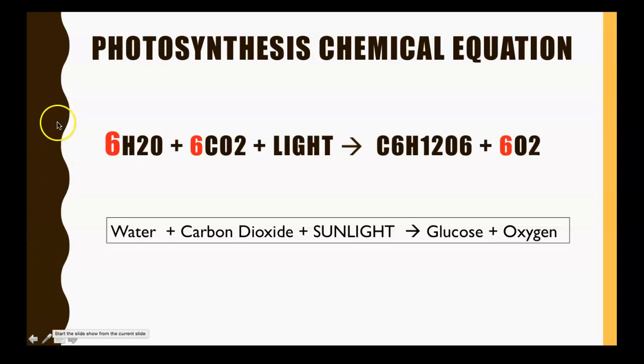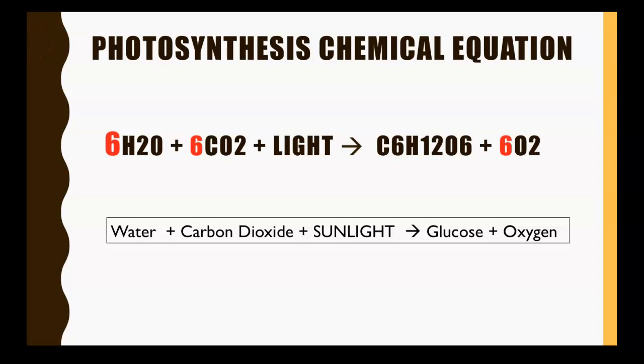So on this slide, what we're going to talk about is the balanced chemical equation for photosynthesis. If you look down below here, this is the balanced chemical equation for photosynthesis, and we're going to review this. It's essential that you know this so you know what the reactants are and what the products are of photosynthesis. So the reactants for photosynthesis are 6H2O plus 6CO2 plus light, which produces C6H12O6 plus 6O2. So that is our balanced chemical equation.